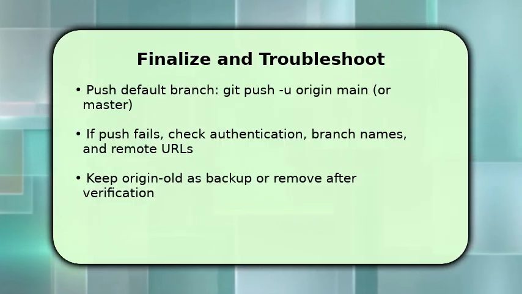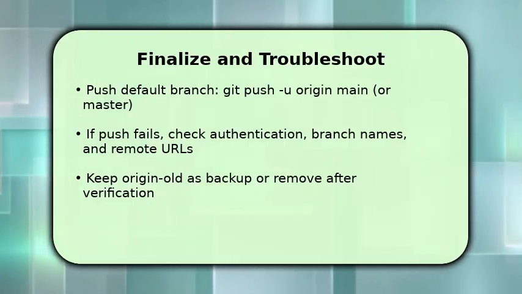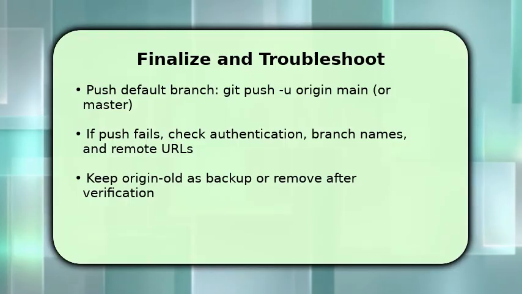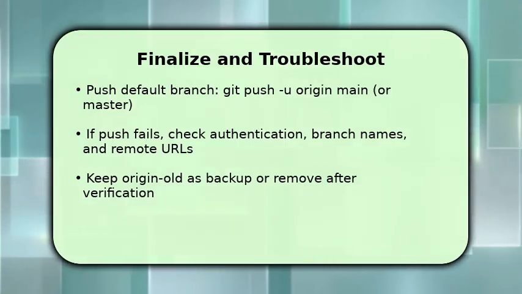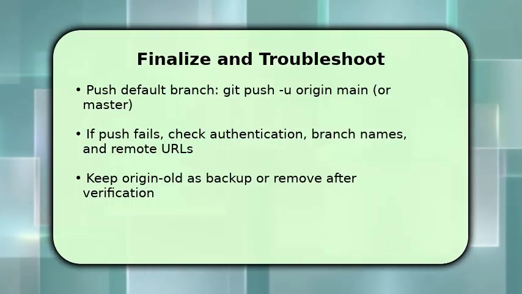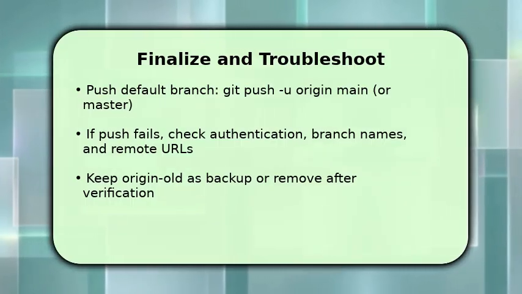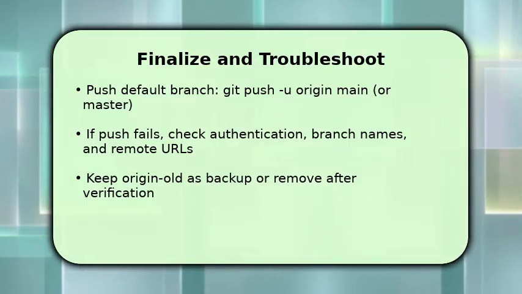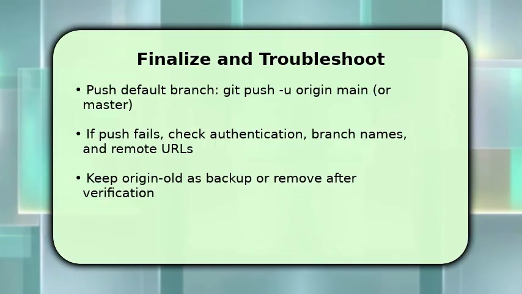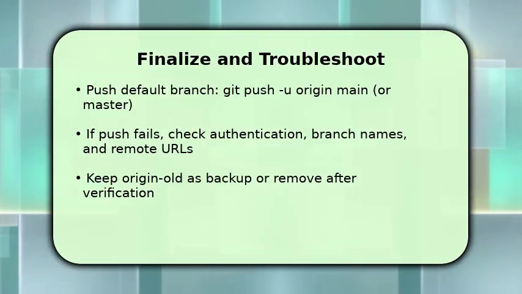If you encounter errors, inspect the remote URL with git remote get-url origin, validate SSH vs HTTPS choices, and test auth with ssh -T git@host or a curl request. If refs mismatch, fetch and merge or set upstream correctly. As a final tip, retain origin old until you confirm everything works, then remove it to avoid clutter.